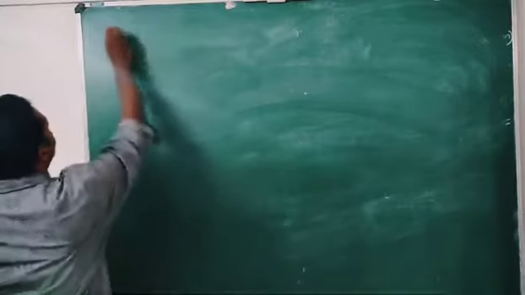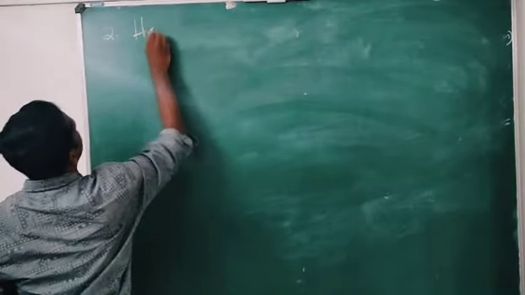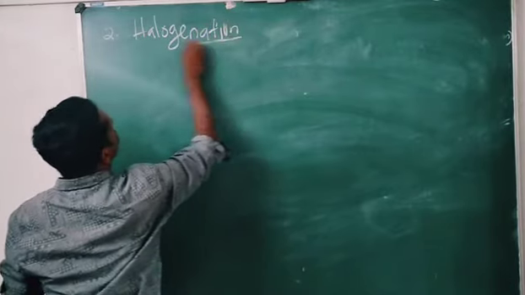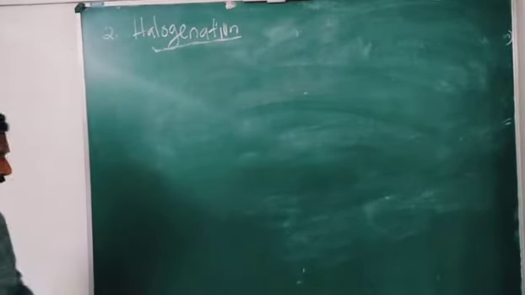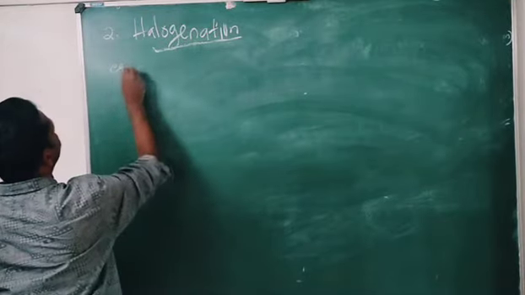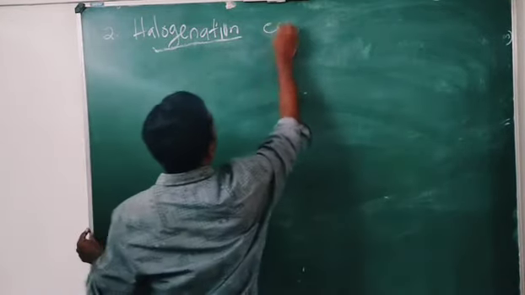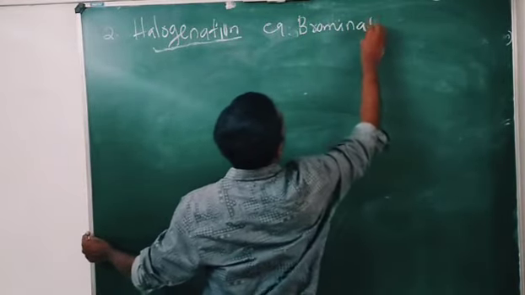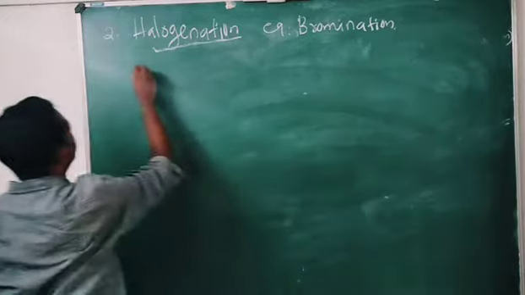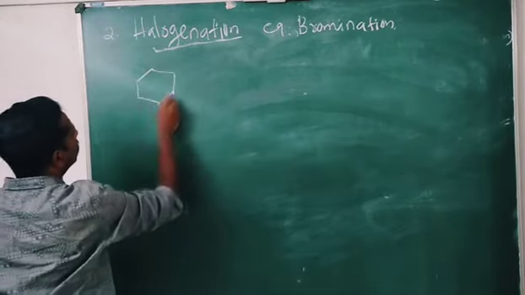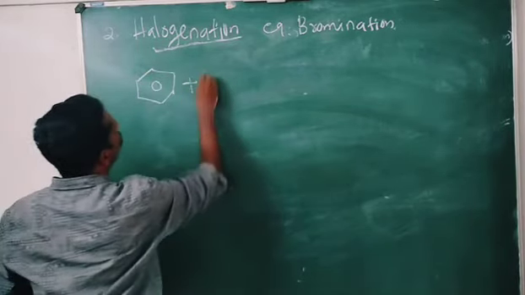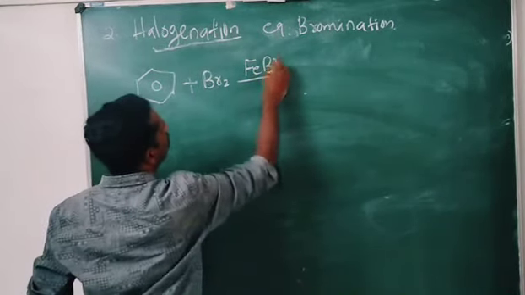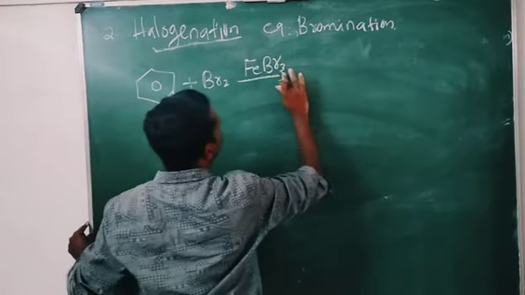So the second reaction, what is that? Halogenation. Example, bromination. That means when benzene reacts with bromine, Br2, in the presence of FeBr3, what do we get?